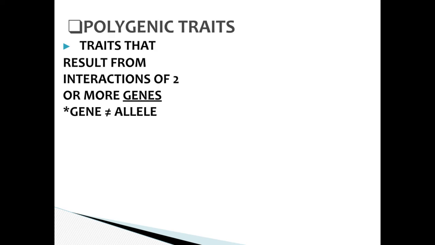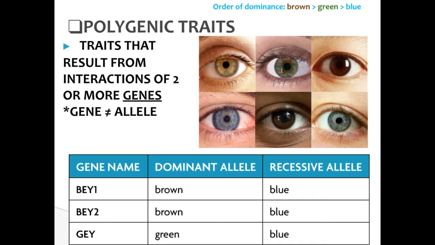Polygenic traits result from the interactions of two or more genes. One of those examples is eye color. There are several genes that contribute to eye color, not just the simple brown is dominant to blue. There's evidence that human skin pigment is controlled by at least 3 separate inherited genes.